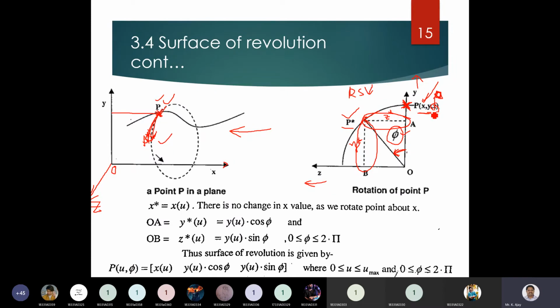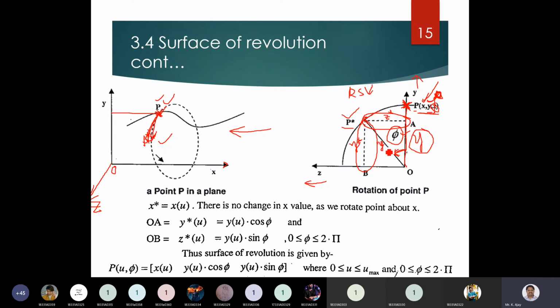Whereas the y coordinate, let us say initially the y coordinate of the initial point P is y. So this height is nothing but y, because the y coordinate is y. So when you're rotating, the radius will become y. Okay, which is nothing but O to P star is y.